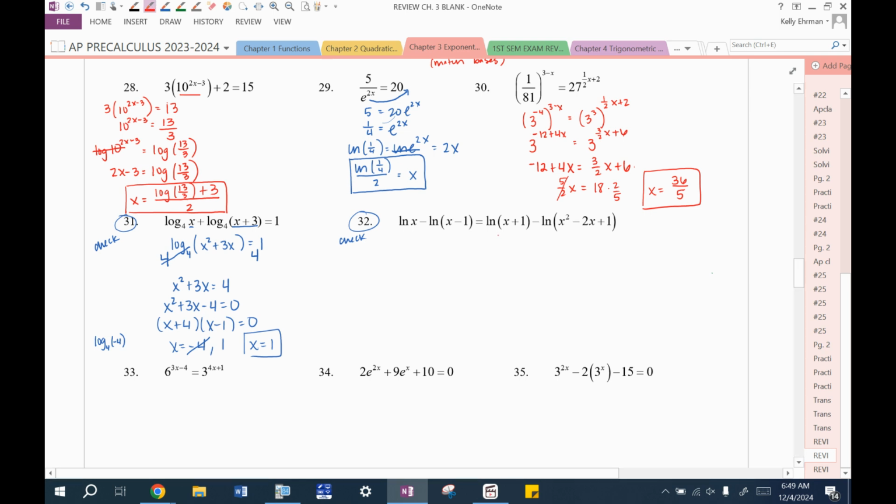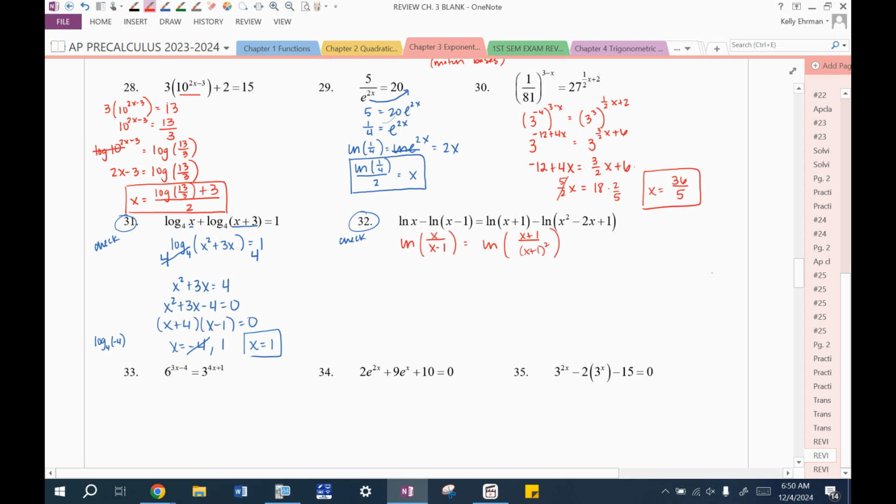Okay, on number 32, I've got logs all over the place here, so I'm going to condense each side. I'm going to condense this with division because we're subtracting the logs. So this is the natural log of x over x minus 1 equals the natural log of x plus 1 over x squared minus 2x plus 1. Now this is x plus 1 squared.